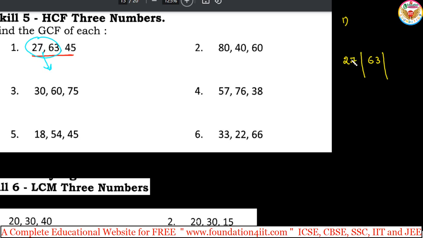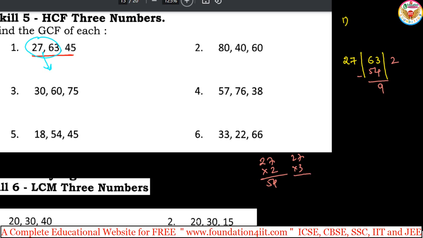Okay, then check the 27 table to see when you reach 63. You can use rough work. 27 times 2 is 54, and 27 times 3 is more than 63, no? So 27 times 2 is 54, then subtract this. 63 minus 54 is 9.